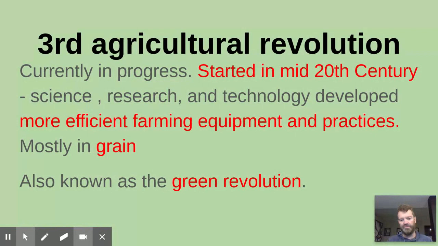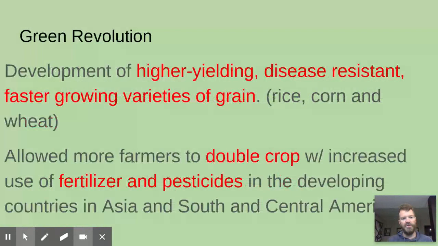Okay, when we went to the year 2000, the amount of food that we produced would have boggled somebody's mind 100 years earlier in 1900. We're able to produce way more food. All right, so the development of higher yielding, disease resistant, faster growing varieties of grain. By grain, I mean rice, corn, and wheat. These things were established in a lab. Scientists figured this out. If you mix this one with this one, then you get a tougher seed, and that seed will produce more corn, or that seed will produce more wheat, right?